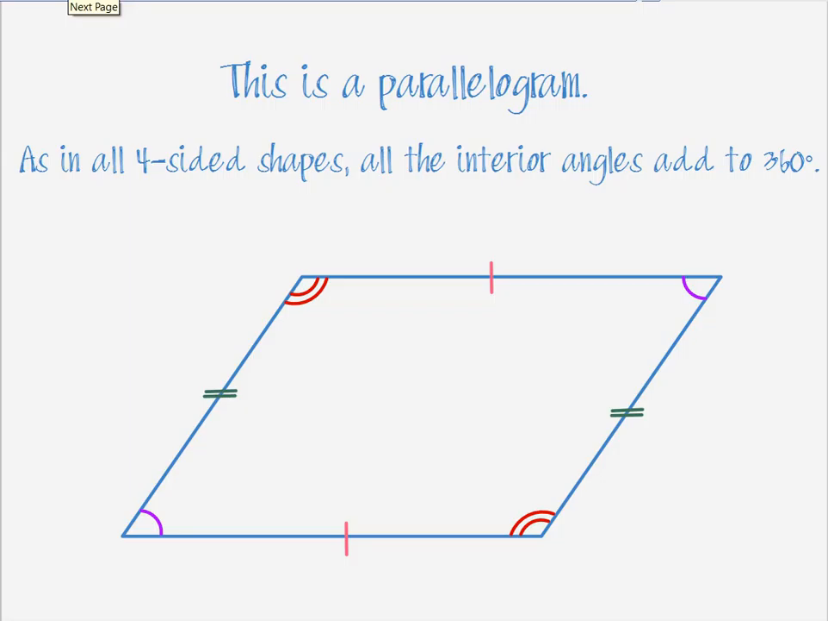By the way, in a parallelogram, this is kind of a side note, like all four-sided shapes, the interior angles are always going to add up to 360 degrees. In a three-sided shape, our triangles, it was 180, but in a four-sided shape, it's 360 degrees.